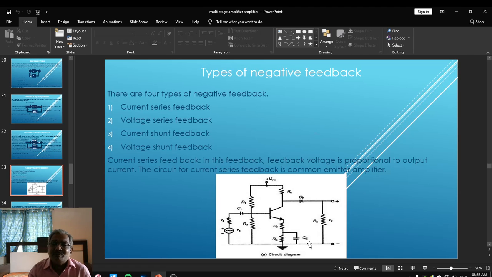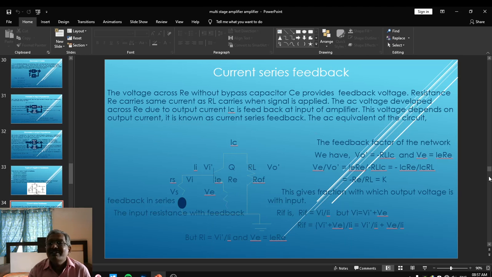But friends, this circuit has a speciality: if capacitor C is connected, then this circuit will work as an amplifier without feedback. And when you disconnect the capacitor C, this amplifier is going to act as a with feedback amplifier. We are going to analyze this circuitry from the point of view of the feedback concept. To analyze that, let me proceed further.